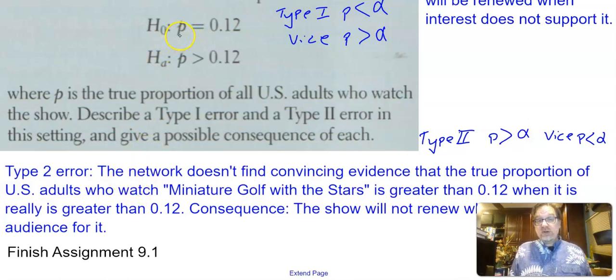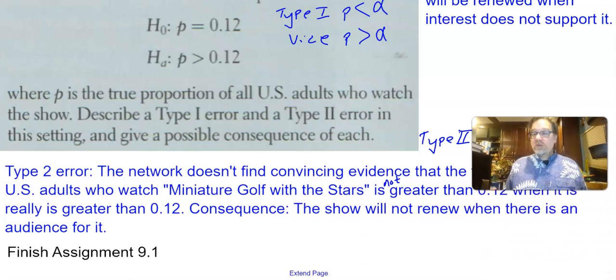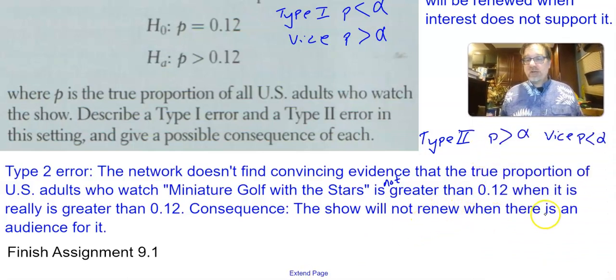So if we believe the null hypothesis, we find convincing evidence that the true proportion of U.S. adults who watch Miniature Golf with the Stars is not greater than 0.12 when it really is greater than 0.12. So what's going to happen? We're going to take the show off the air. The show will not renew, even though there was enough audience for it.